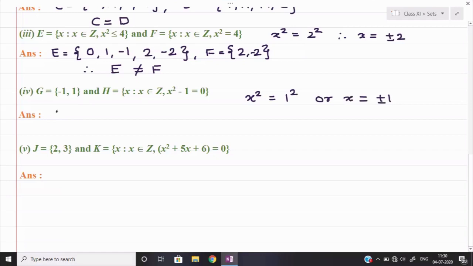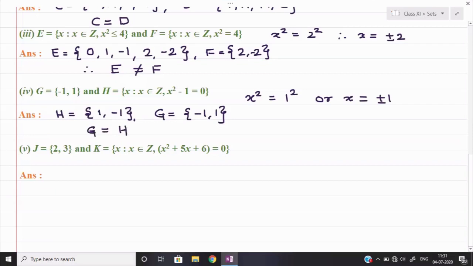So I can say that the set H has two elements, 1 comma minus 1, and already in the question we have been given that set G is equal to minus 1 comma 1. So now observe their elements are equal. So we can say that sets G and H are equal.